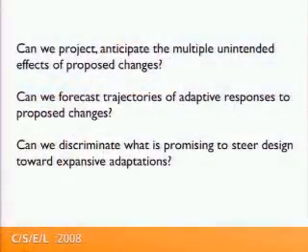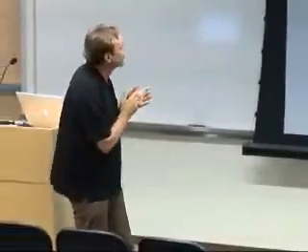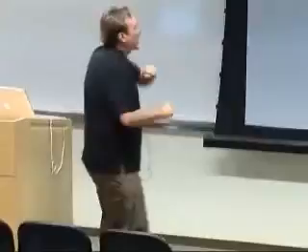So the challenges I want to leave you with are: can we project and anticipate the multiple unintended consequences of proposed changes? What methods do we have? Are we using those methods? Are we getting too local? Are we being locally adaptive and globally maladaptive, like in complexity creep? Can we forecast trajectories of adaptive responses? And can we discriminate what's promising so that we can actually participate in steering change towards expansive adaptations?